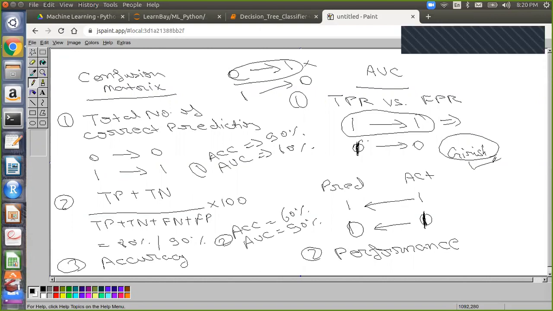Yes, Abhilash. I'll take one question from Abhilash, then I'll come to you, Surendra. Yes, Abhilash. Yeah, these results are for both the training data and test data, right? Area under the curve we always plot for testing data. Okay. Fine. Yes, Surendra.